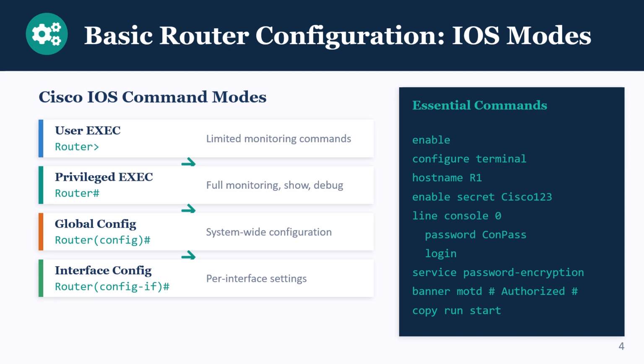Cisco iOS has 4 main modes. User exec offers limited monitoring. Privileged exec provides full show and debug access. Global config handles system-wide settings. Interface config manages per-port settings.